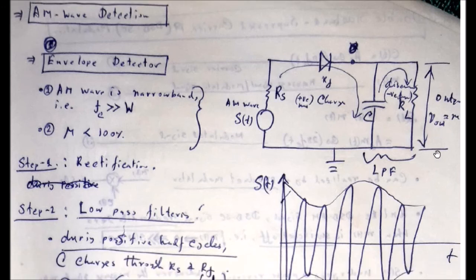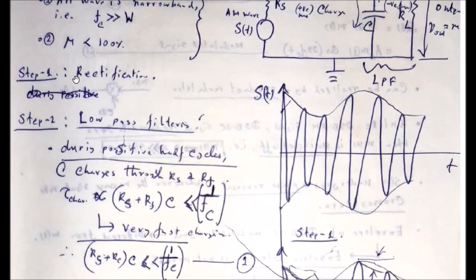Now what are the requirements of this particular envelope detector? First of all, this condition should be fulfilled: f_c should be greater than W. That means the carrier frequency should be greater than the highest frequency of the message signal, and the percentage of modulation should be less than 100%. It is obvious. Next, what is the waveform of the received signal? That means the modulated waveform.